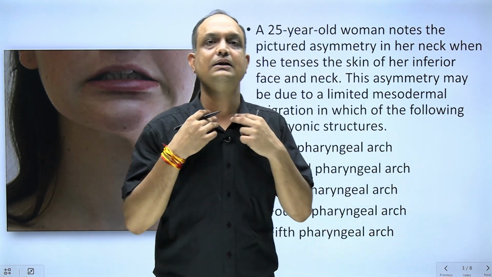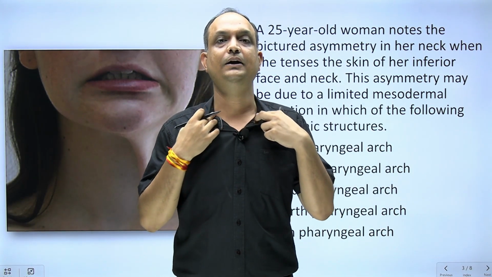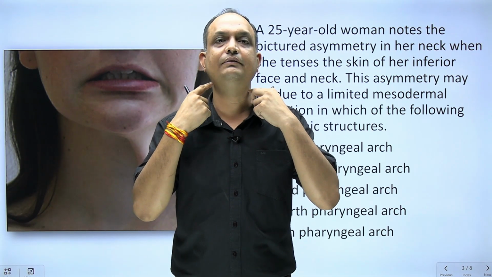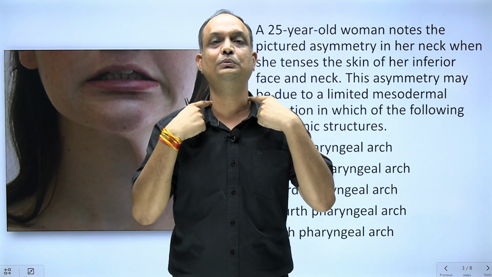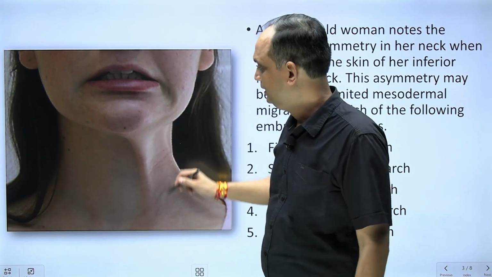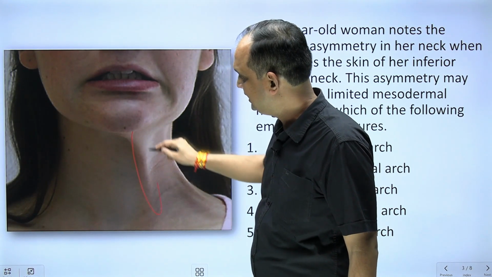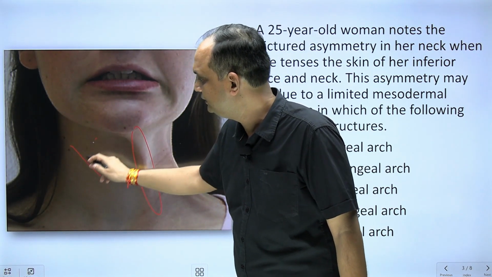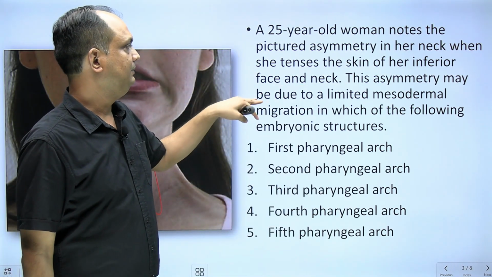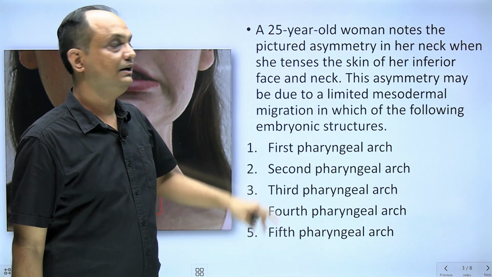That means when you ask the patient to pull this platysma like this. Now when you are pulling the platysma, you are having the formation of a fold on both sides of the neck. Now here when this patient is pulling her platysma, this fold is produced on this side, but this side of the neck is smooth. This asymmetry may be due to limited mesodermal migration.